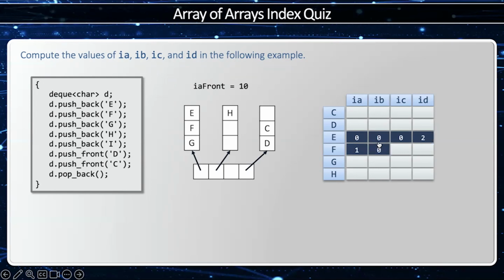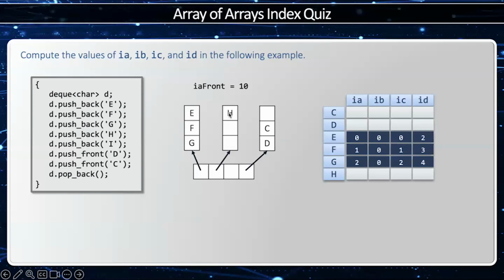In fact, both E, F, and G are in block 0. E is in cell 0, F is in cell 1, and G is in cell 2. And after E is F, so from the client's perspective, F is slot 3 from a Deque index, and G is in slot 4. And of course, IA is going to be 2 there.